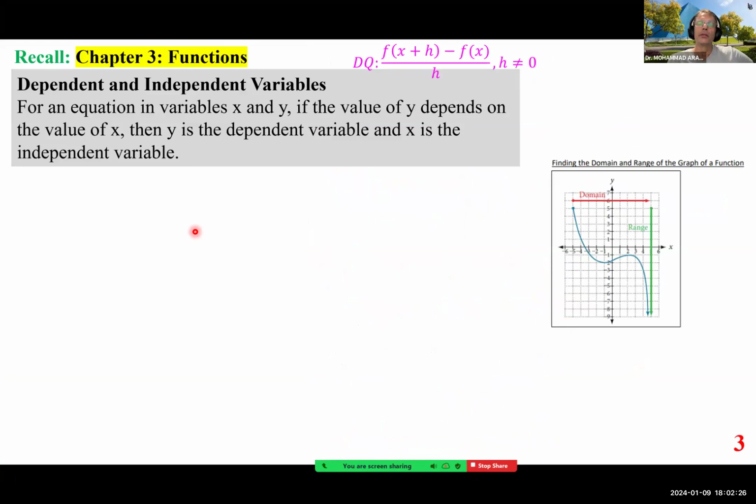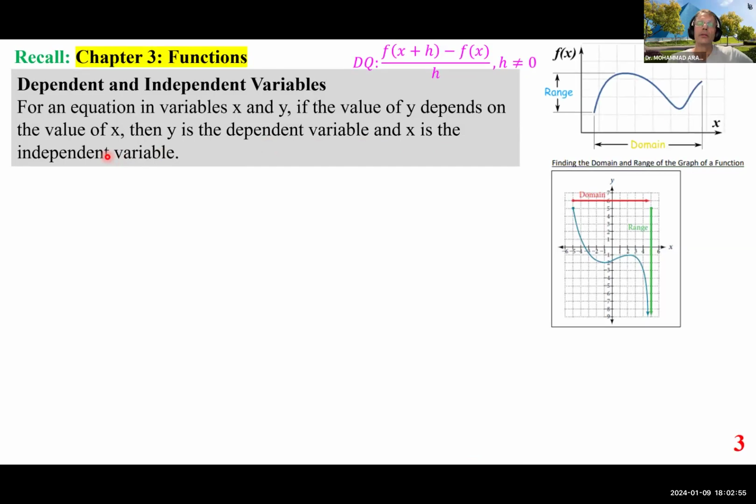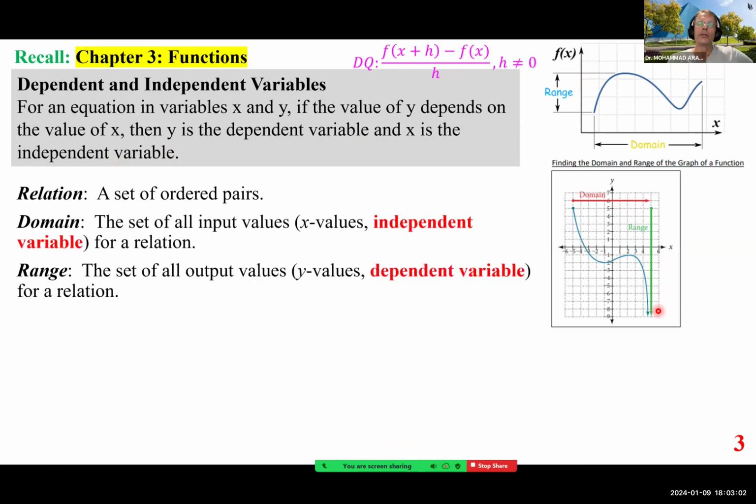So let's remind everybody of some of the definitions we have seen. It's about Chapter 3: dependent and independent variables. For an equation in variables x and y, if the value of y depends on the value of x, then y is the dependent variable and x is the independent variable. In other words, when you have a pair, the first one is the independent variable, the second one depends on the first. This represents the domain and range, and we'll discuss it in a moment.